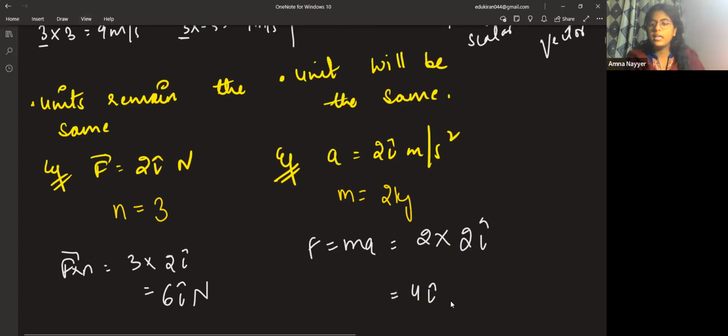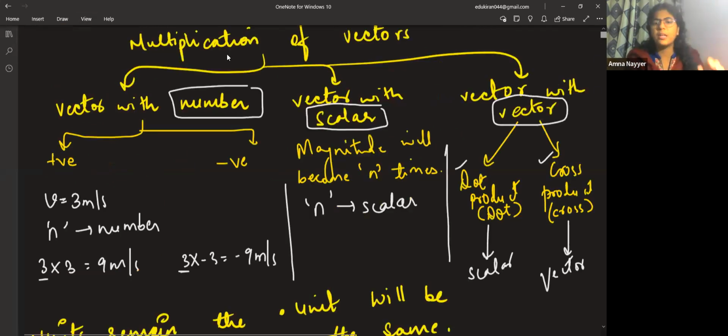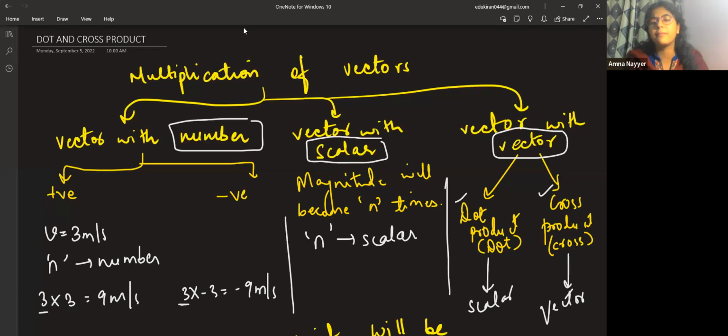So this is how we write it. Note this down. Make this in the form of a table, or you can make it as separate paragraphs also.